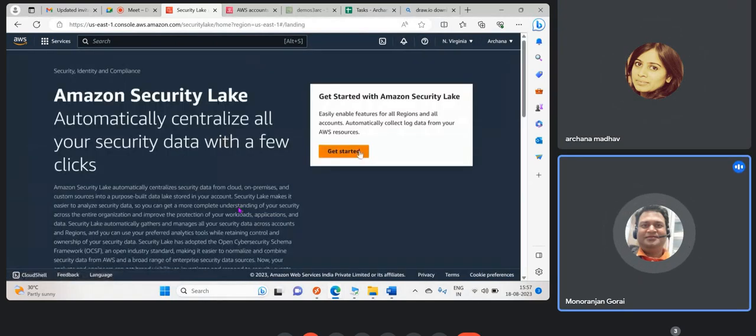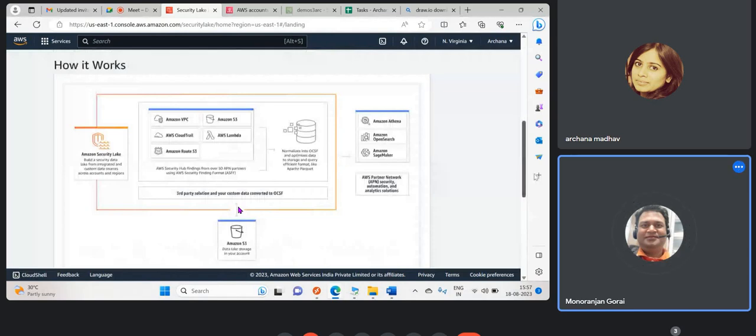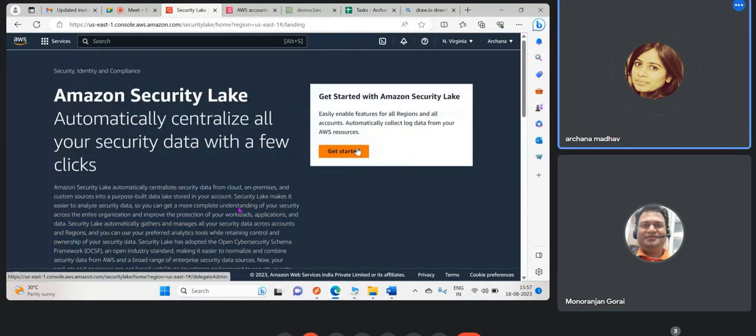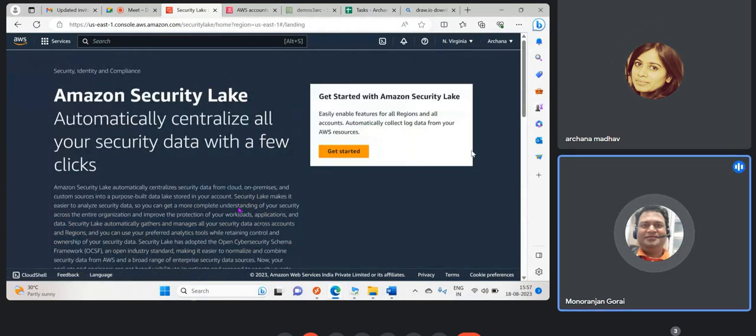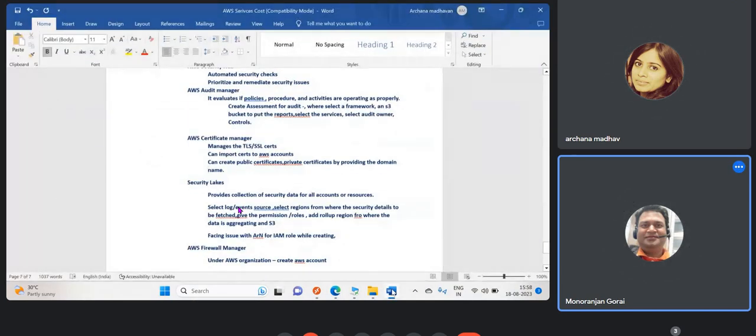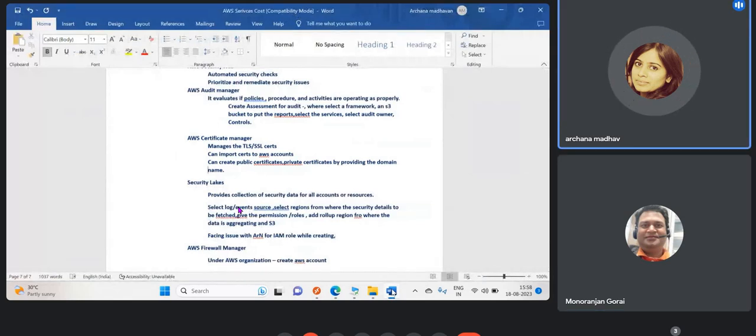For a DevOps engineer or initial level architect role, they won't ask these things, but just have an overview of this. Because these are required when you are quite experienced and you are going to implement on a big scale in an organization. So here, Security Lake.